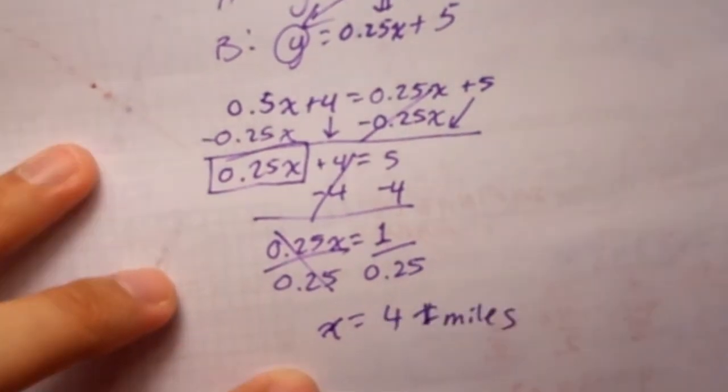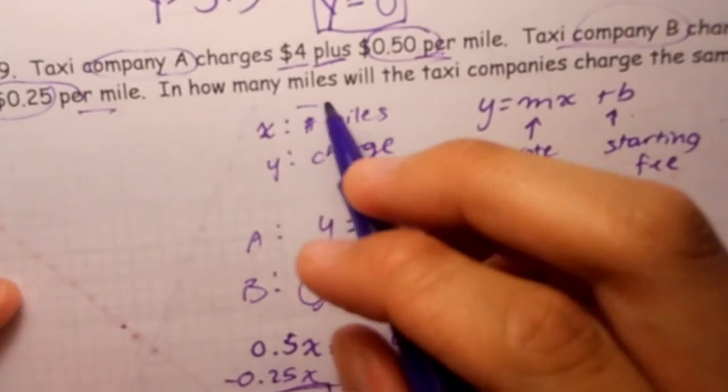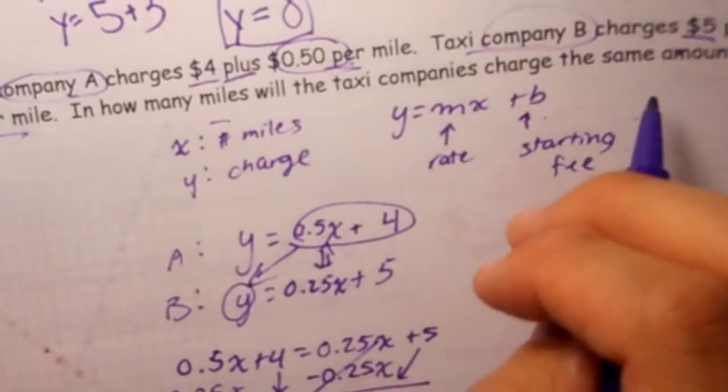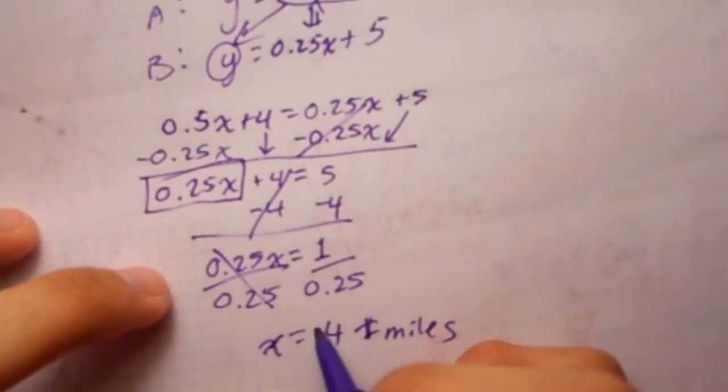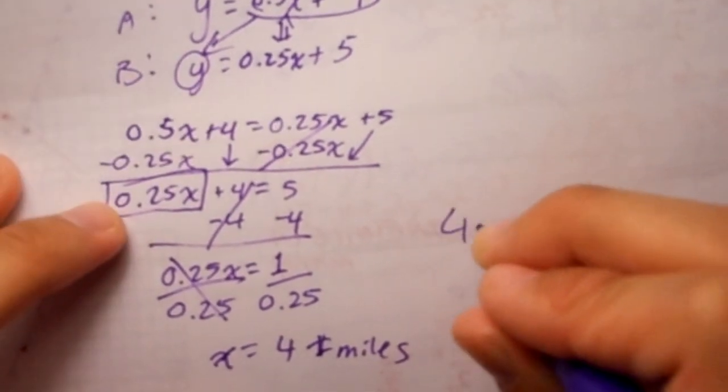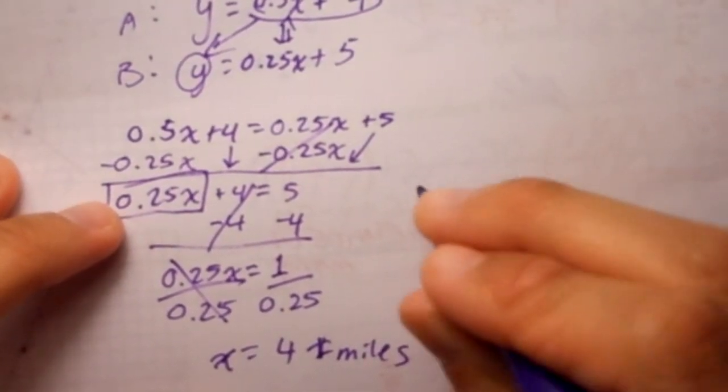X is 4. So the question was asking, in how many miles will the taxi companies charge the same amount? And well, what do you know? We already found that value. In 4 miles, they will charge the same amount.